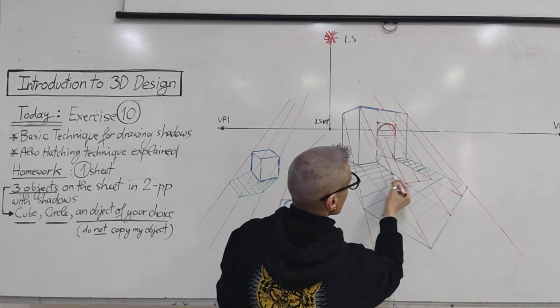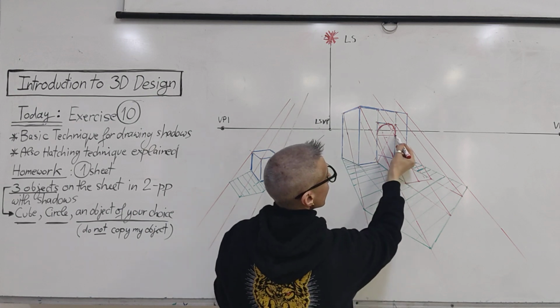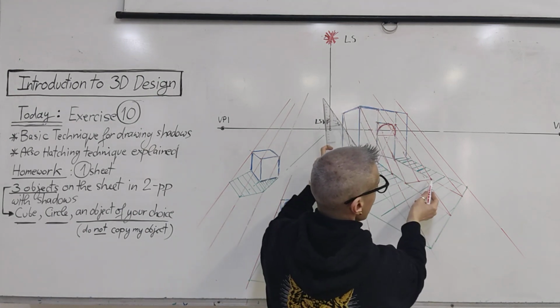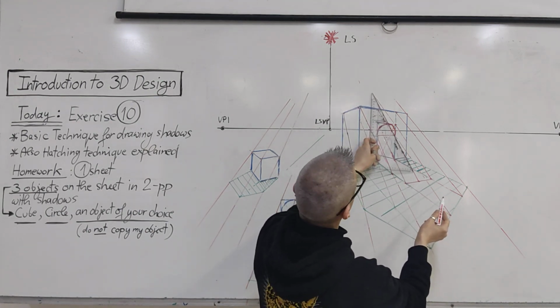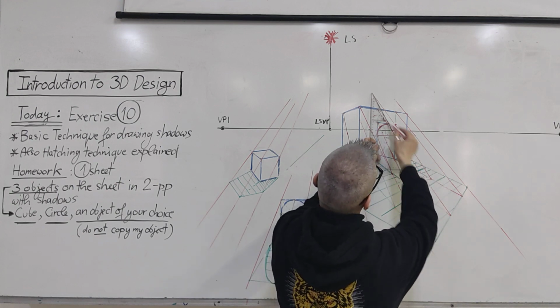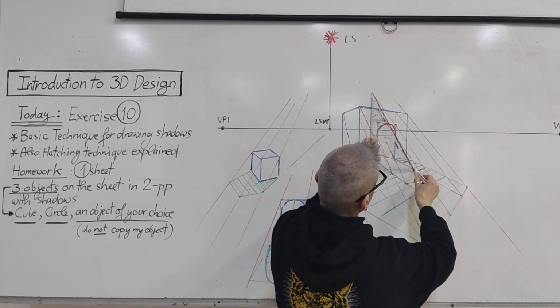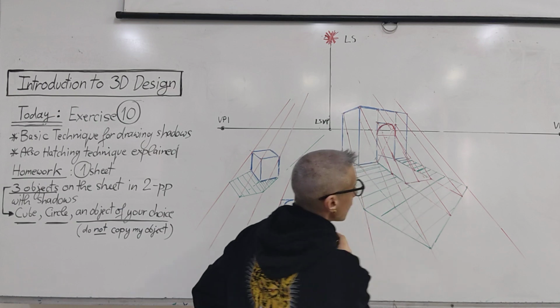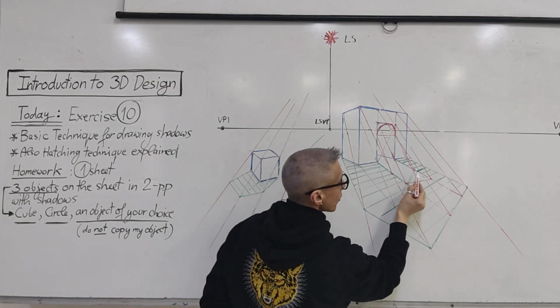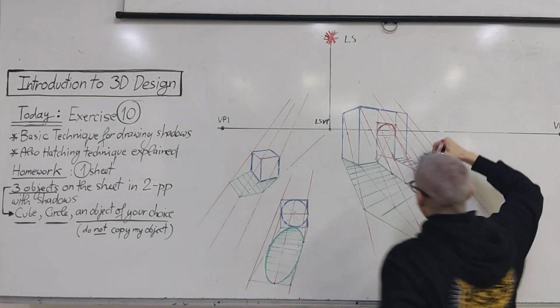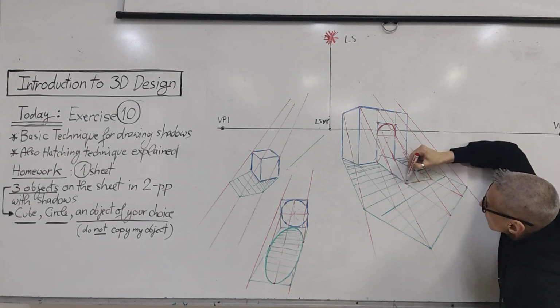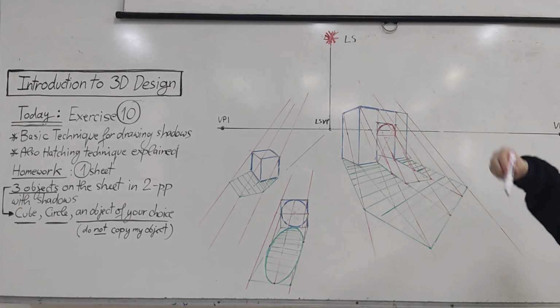So, here you mark it. Then, this point through the light source, we see where it will intersect this line. And we mark it. Now, we have here this point, and this point. Now, we connect it smoothly, as much as possible.